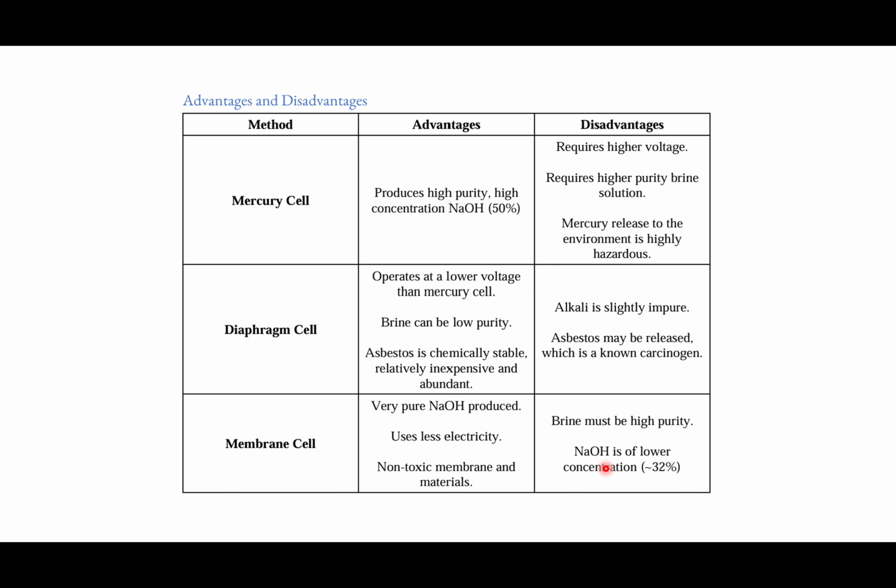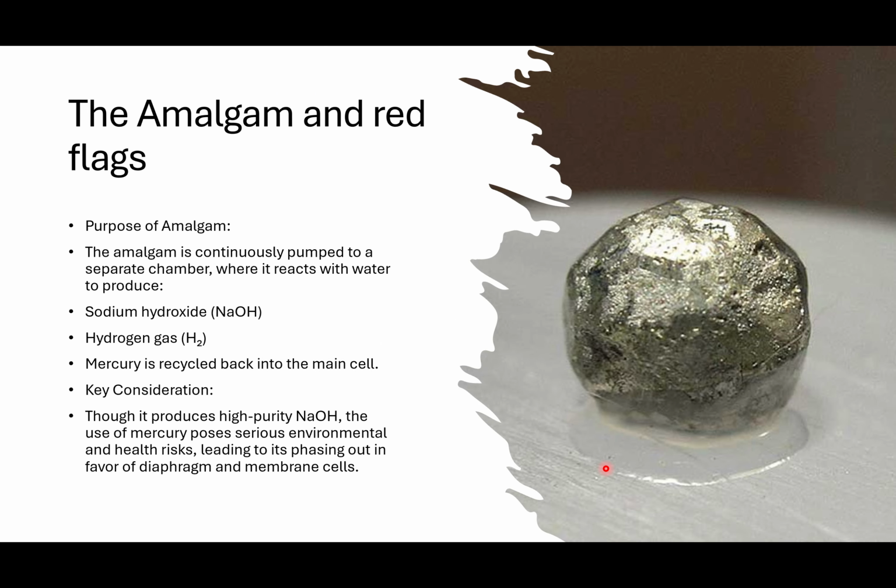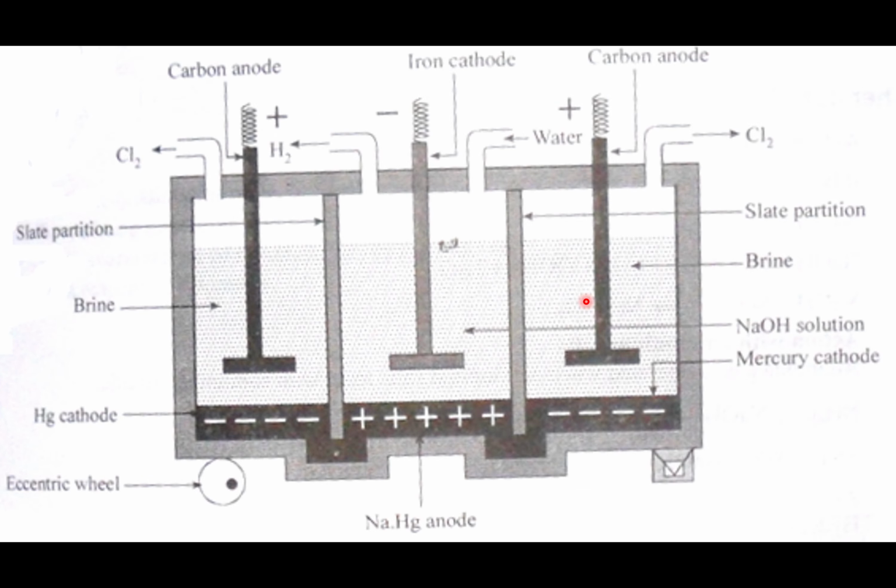The membrane cell now, the brine must be of high purity, and the sodium hydroxide is lower in concentration there. So advantages and disadvantages, we must note these for this topic. Moving on, the amalgam and red flags with that. We must note the dangers that this may have on the environment. The amalgam is continuously pumped into a separate chamber, which reacts with water to produce sodium hydroxide. That is in this larger diagram here, where we have the amalgam being pumped to produce sodium hydroxide.